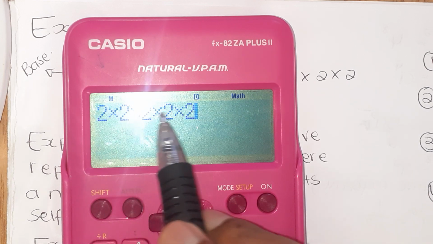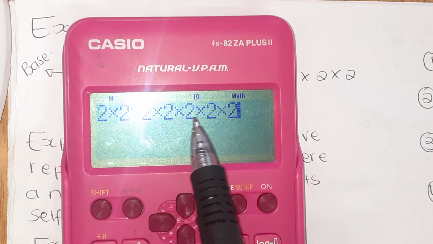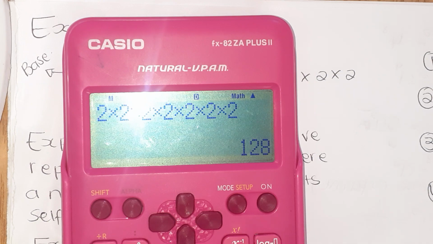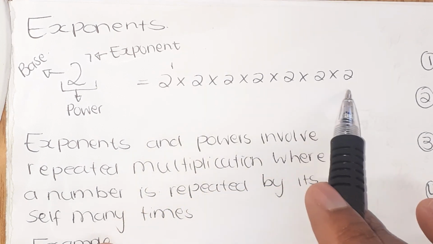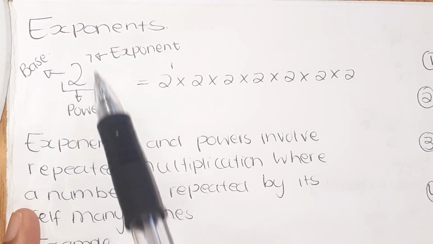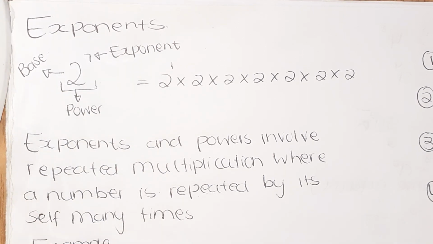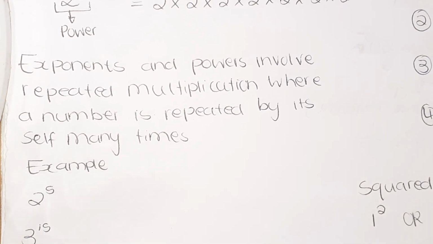Now let's say 2 times 2 times 2 times 2 times 2. Let's count them: 1, 2, 3, 4, 5, times 2 times 2. I think that's 1, 2, 3, 4, 5, 6, 7. We still get 128. When you multiply 2 by itself 7 times, it takes up a lot of space. But if you just say 2 to the power of 7, that does not take a lot of space. Now this 2 is a base, and this whole thing is a power, 2 to the power of 7. Exponents and powers involve repeated multiplication, where a number is multiplied by itself many times.